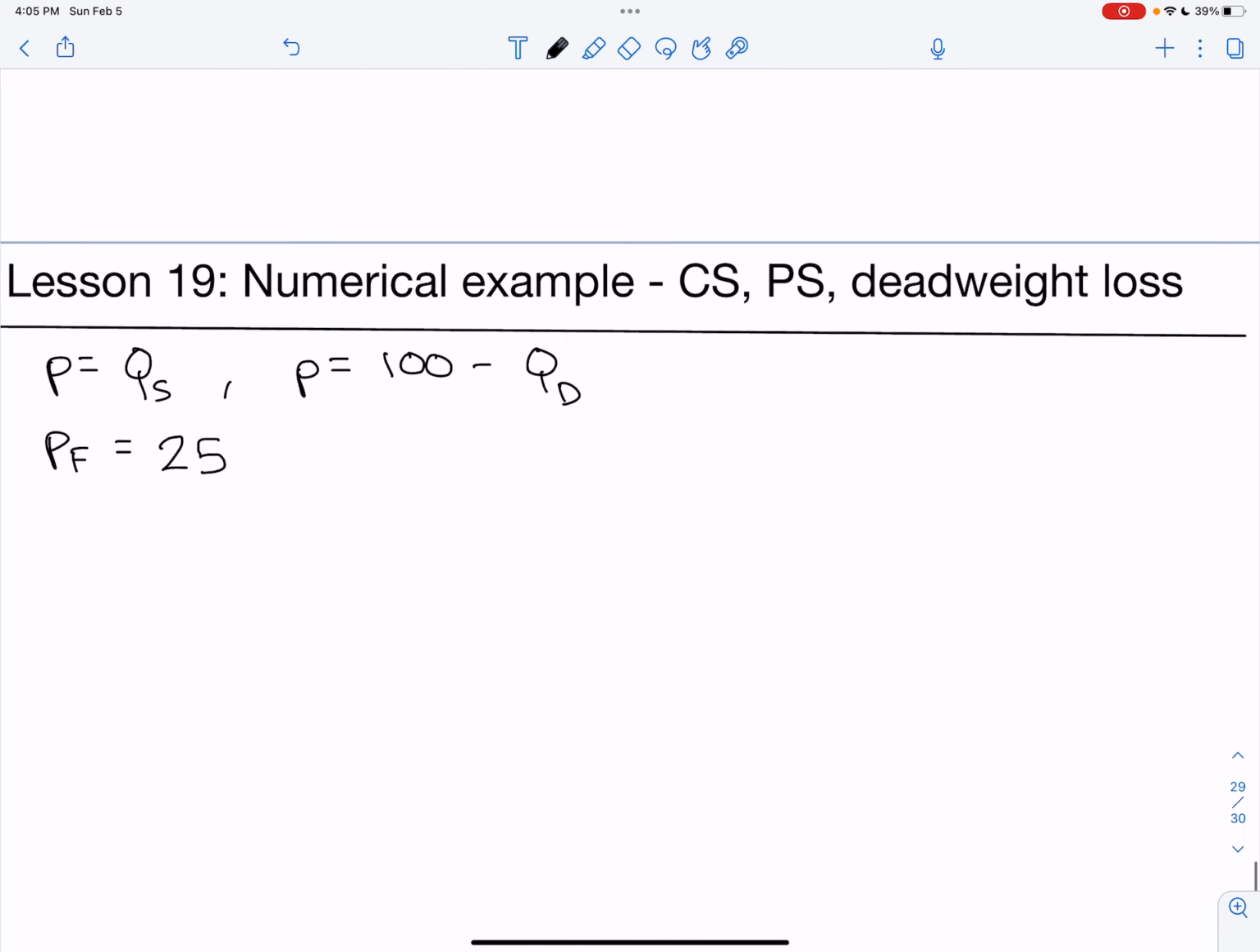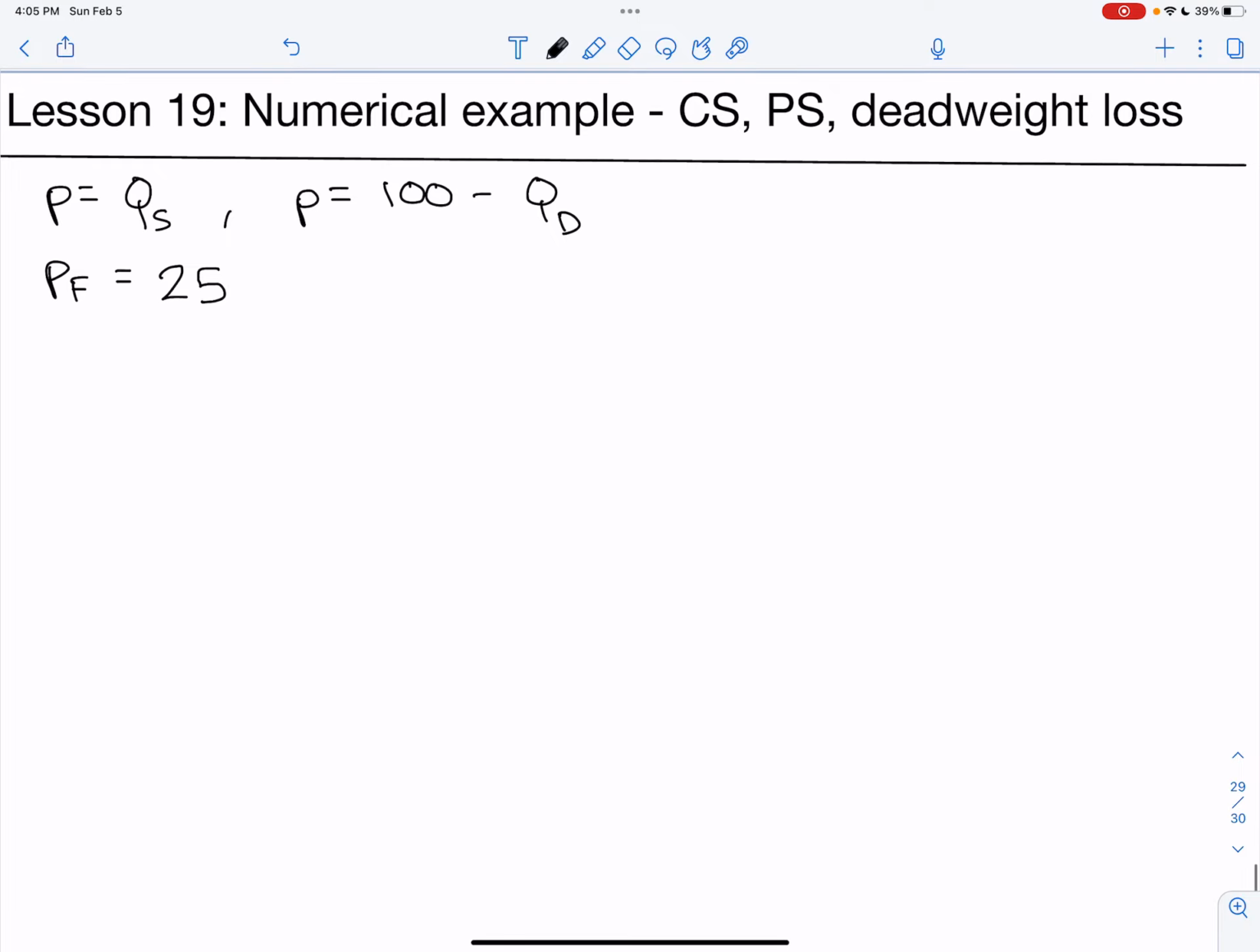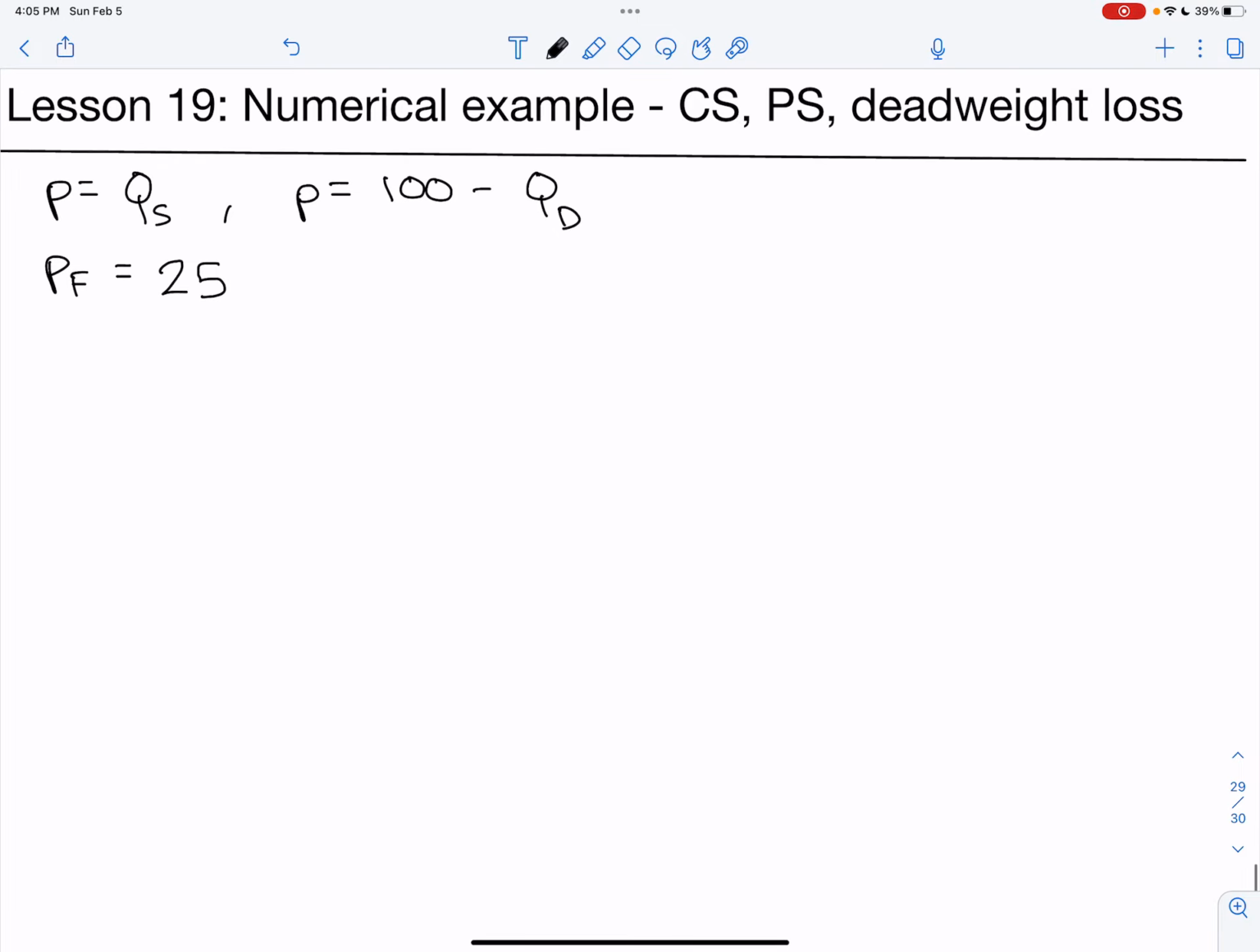So in this video, I want to go through a numerical example to show you how this could actually be done. Over here, we're given a little bit of information. We're given our reverse supply function, P is equal to QS. Over here, we have our reverse demand function, price is equal to 100 minus QD. And we're told that the government has imposed a price floor of 25. So let's graph this out.